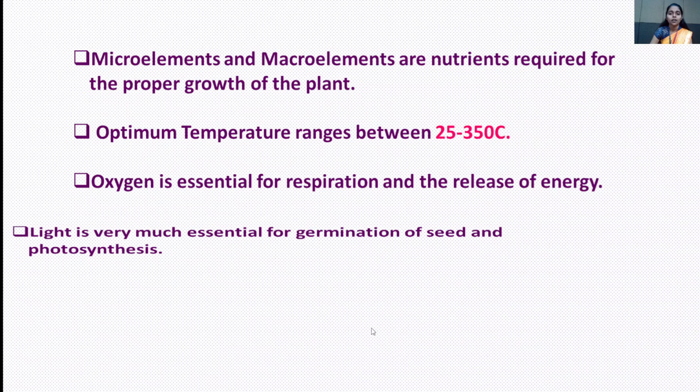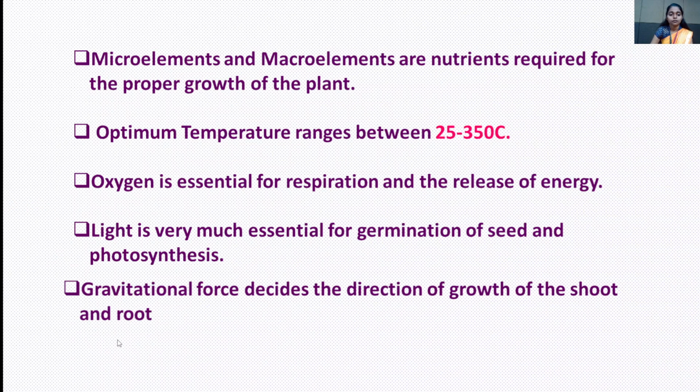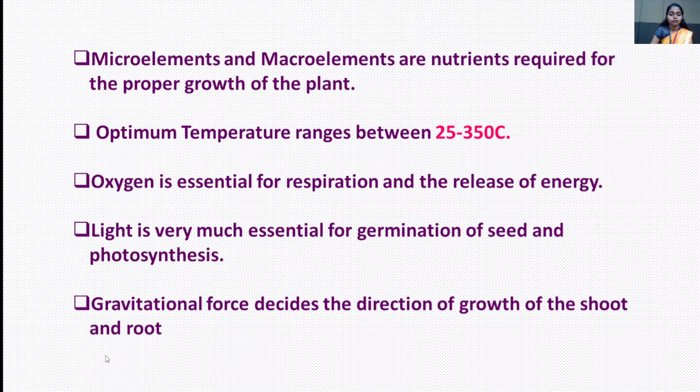Light is very much essential for germination of seed and photosynthesis. It is also an important part of the germination of seeds. Light is very important, oxygen is a very important component. These components are very important for growth. Gravitational force decides the direction of growth of the shoot and the root. Gravitational force is very important because it decides the direction of growth, shoot or root. Moves to the next slide.